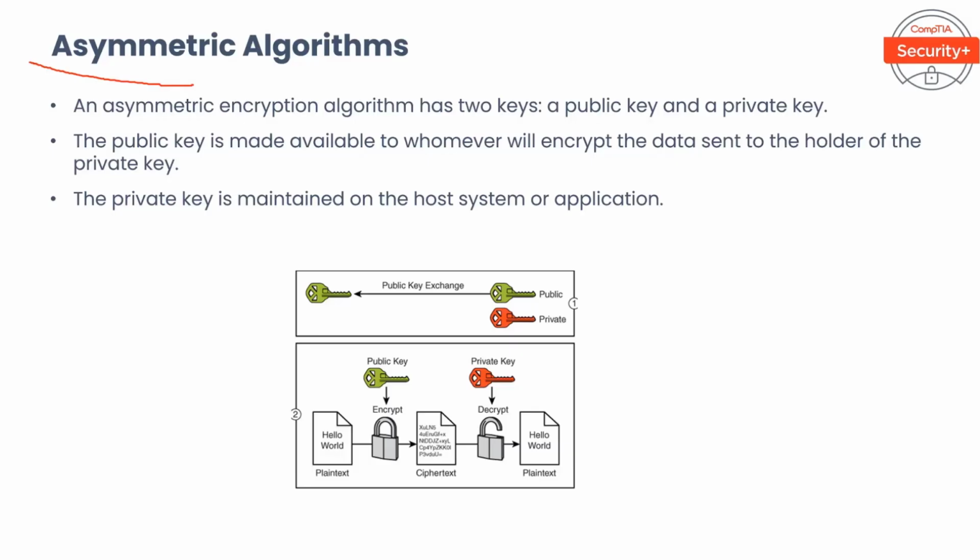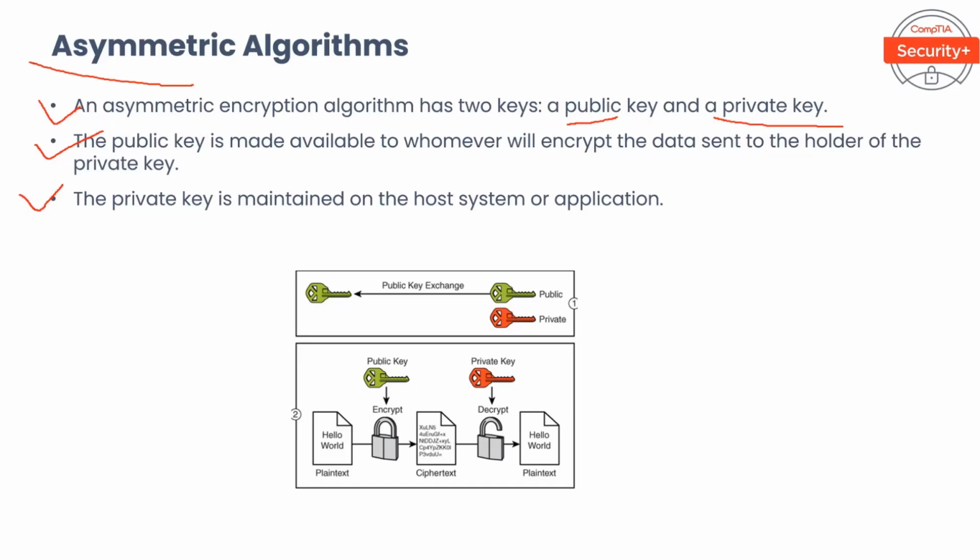Let's talk about asymmetric algorithms. An asymmetric encryption algorithm has two keys, a public key and a private key. The public key is made available to whoever will encrypt the data sent to the holder of the private key. Now, the private key is maintained on the host system or application.